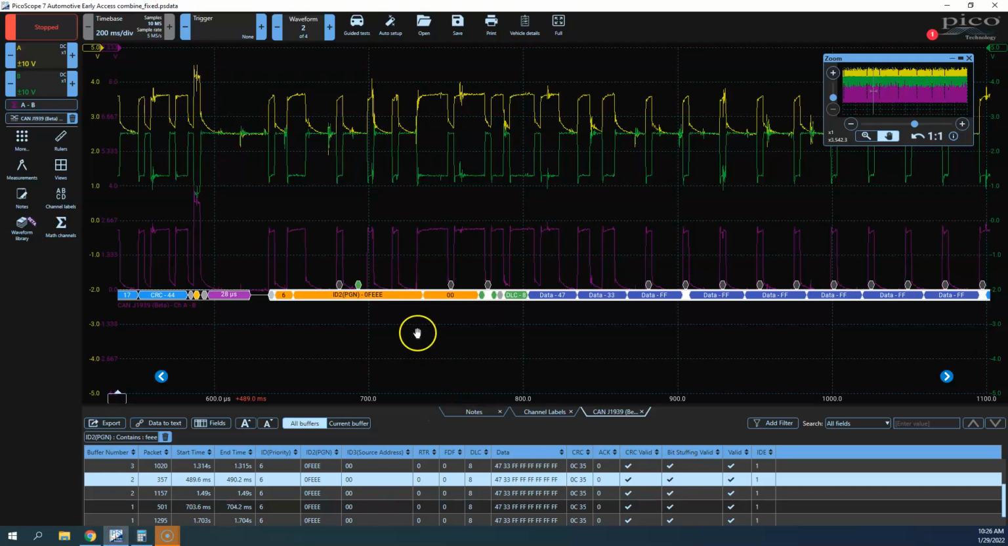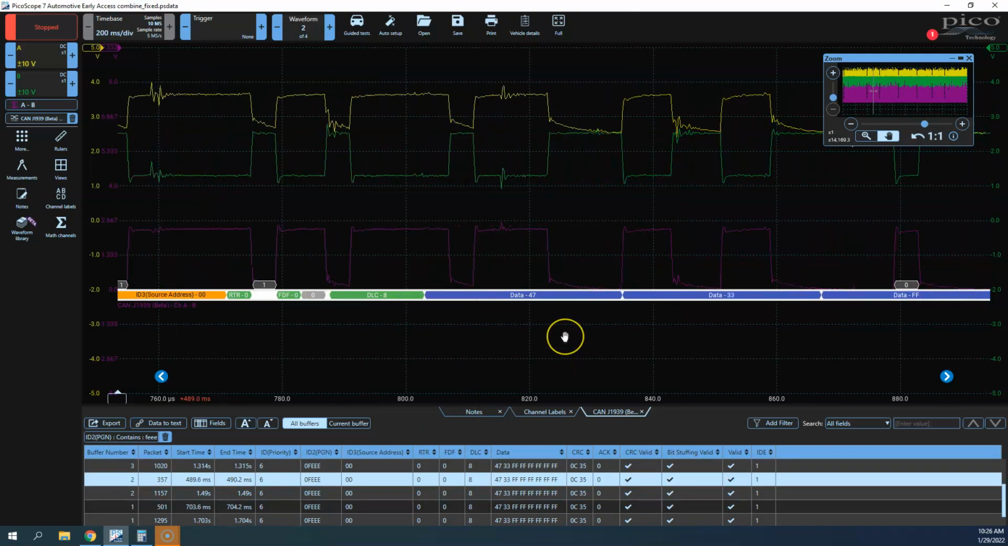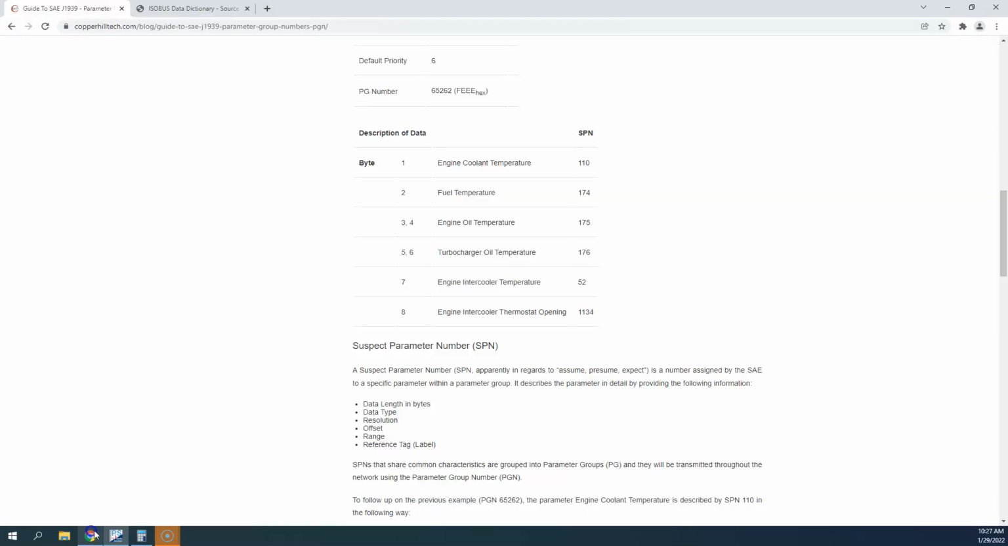Looking at this message from the scope, it says byte 1 is engine coolant temperature. If I look at the data contained in byte 1, it would be after this PGN and something called the DLC, which is the data length, the length of the data. In this case, it's 8 bytes. So this first byte of data, which is 8 bits, has a value of 47. Does that mean that engine coolant temperature is 47 degrees?